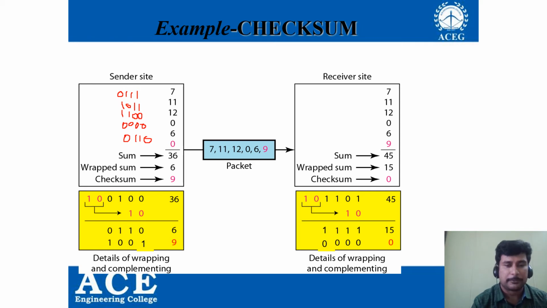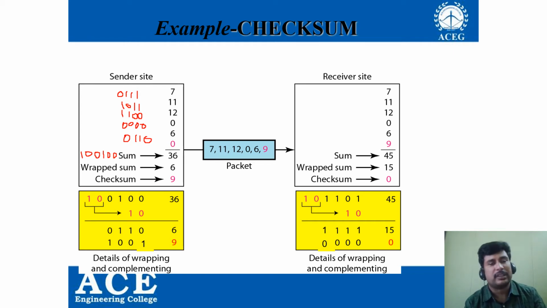36 in binary is represented as 32, 16, 8, 4, 2 and 1. So we are getting a 6-bit binary to represent 36. But all the above values are represented in 4 bits.